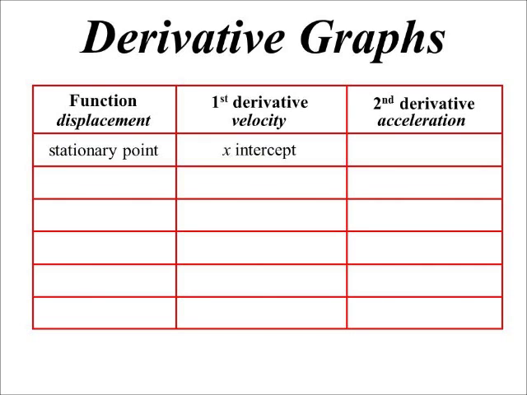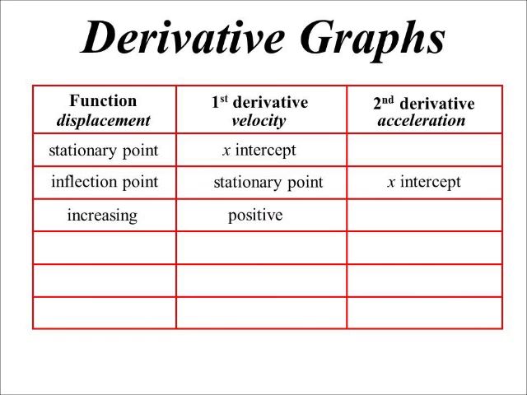So if we have a stationary point on the original function, then we know that will become an x-intercept the next level down, so the first derivative, because a stationary point is when the first derivative equals 0. If we have an inflection point, well, that's when the second derivative is equal to 0. So therefore, we have an x-intercept at the second derivative, which means it must have come from a stationary point. And so we'll have a stationary point in the first derivative and an x-intercept in the second derivative.